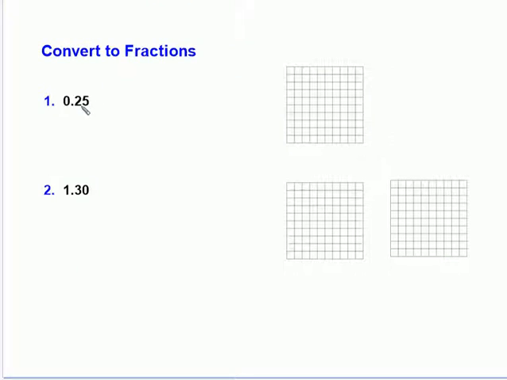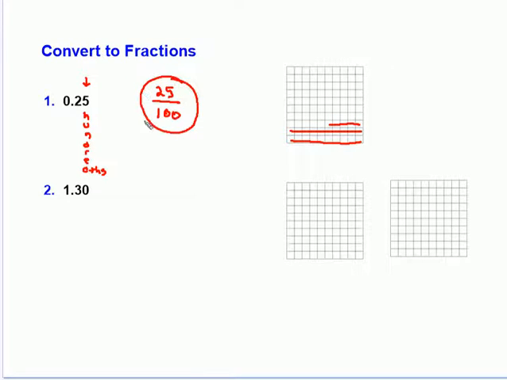Let's try it again. Here we have 0.25. We have 5 as our last digit, and it is in the hundredths place. That means that there are 25 out of 100. If you want to think about it this way, 25 hundredths. And so we'd have 10 and 20, and then we'd have 5 more here. 1, 2, 3, 4, 5. We'd have 25 out of 100, and that is our fraction.